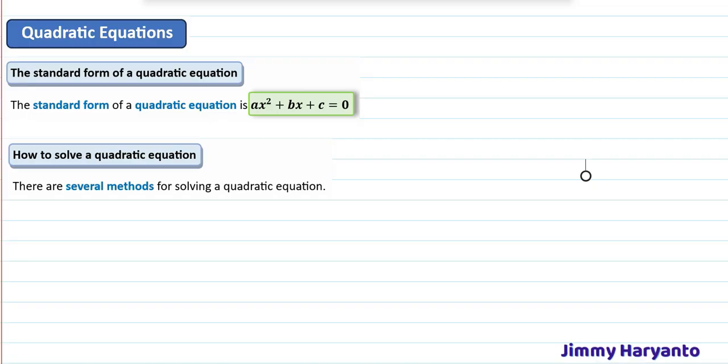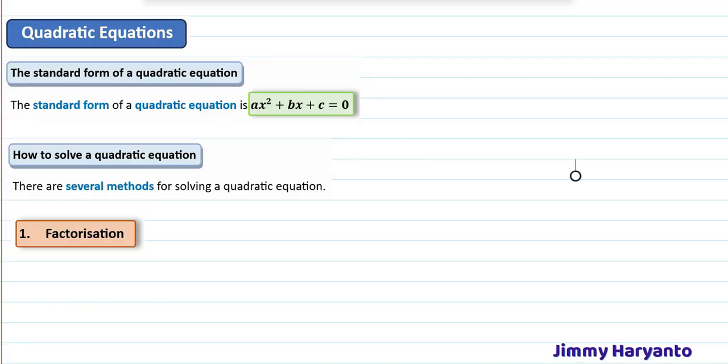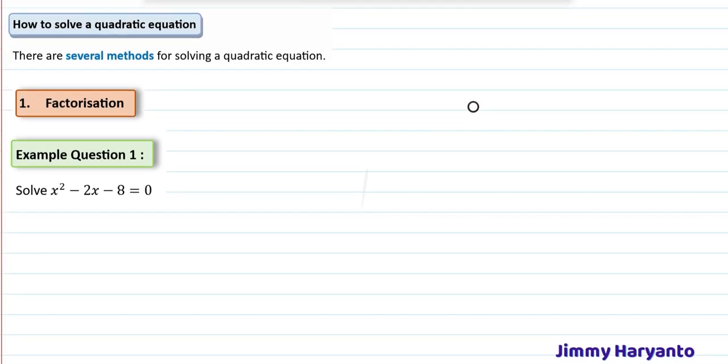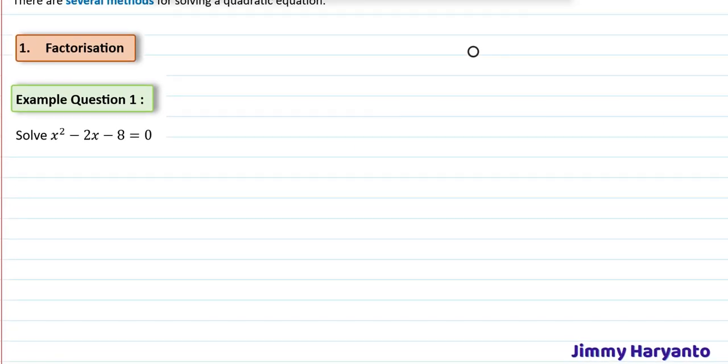There are several methods for solving quadratic equations. You already learned one of them in the previous grade, which is factorization. So example question 1, solve x squared minus 2x minus 8. Oh yeah, before we solve this, the meaning of solving an equation means you have to find the value of x. So when you want to find the value of x of quadratic equations, you can use factorization.